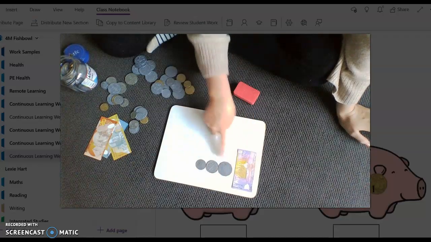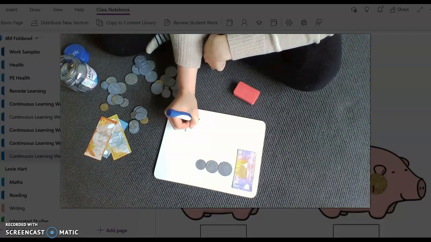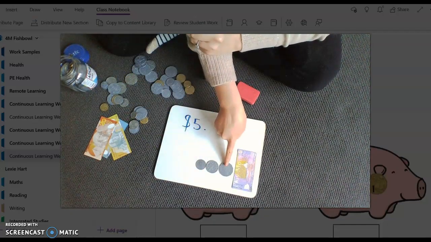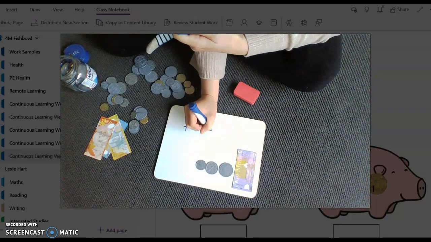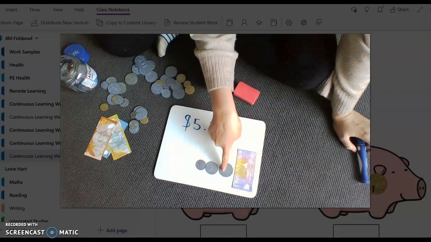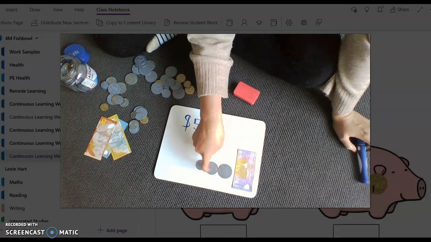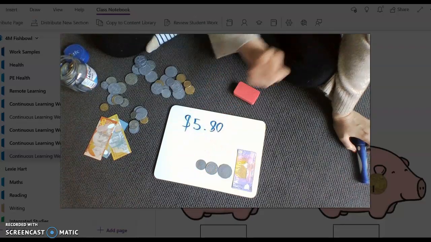I don't have any extra dollars to add to. So I can just write $5 and let's count the cents. I've got 50, 60, 70, 80. So I'm counting on to add them. Okay, I'm using my counting on. I'm starting at the largest coin, 50, and I'm counting this twice, 60, 70, 80. I have $5.80.